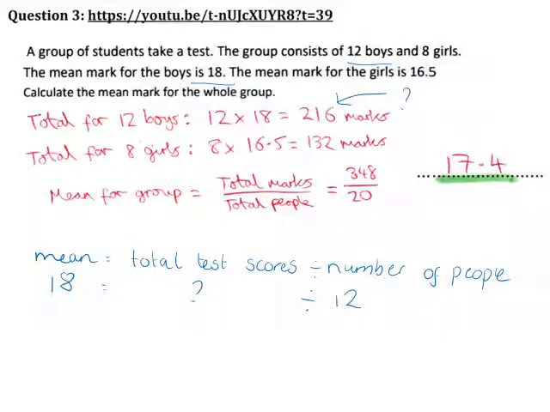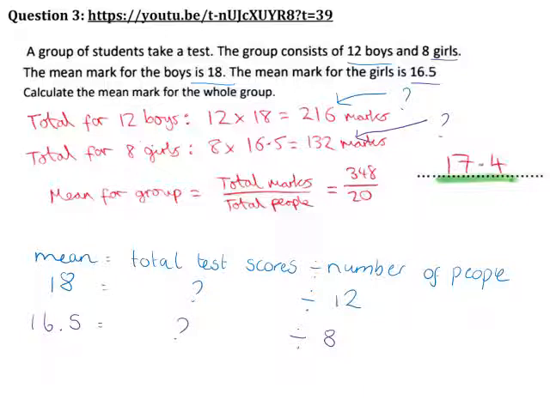Now looking at the girls then, so I now know that there are 8 girls and their mean was 16.5. So when I get all the girls' scores added together and I divide it by 8, I get a mean of 16.5. So to work out what all the girls' scores added together were, I need to get rid of the divide by 8, so I need to times by 8, which is why I've done 8 times by 16.5 here. So this is the purple question mark here.